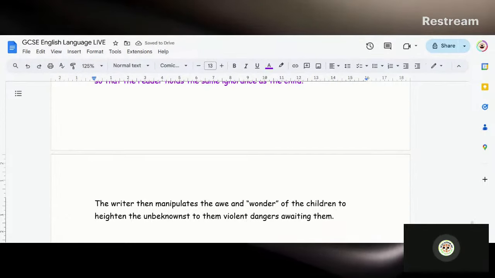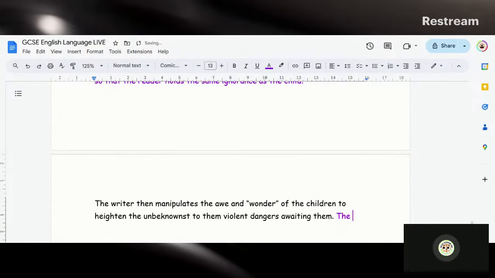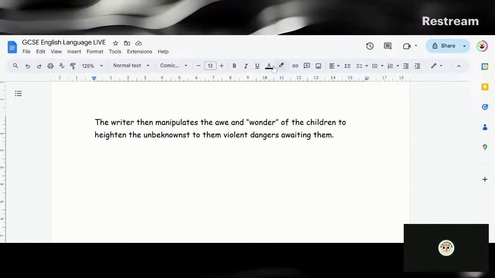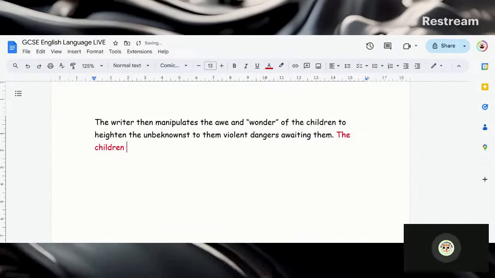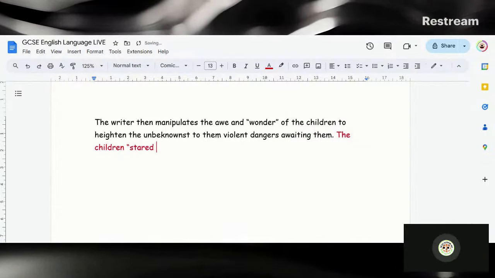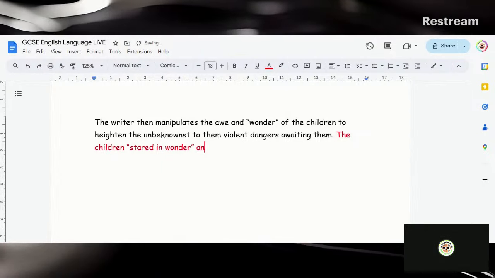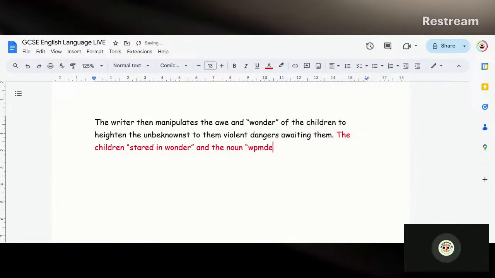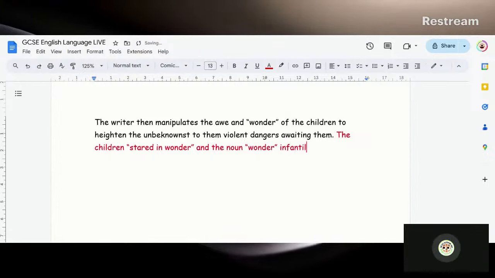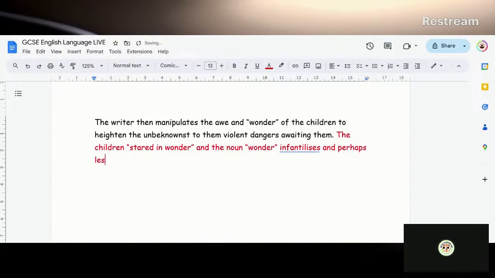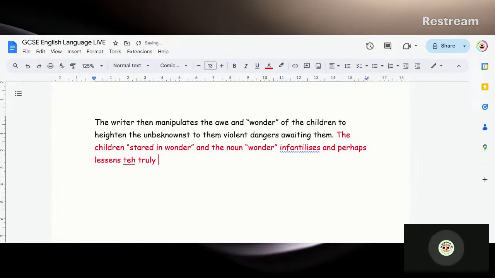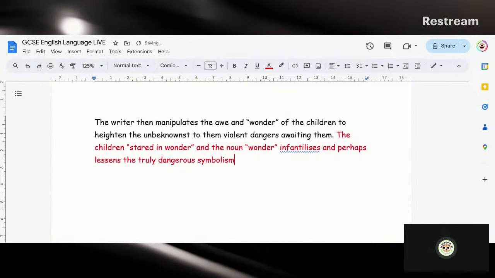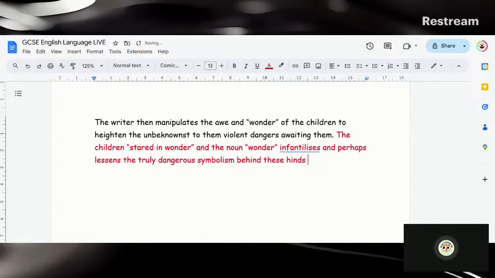So what can we discuss now? We can say, our quotation evidence in red, of course. The children stared in wonder, and the noun wonder infantilizes and perhaps lessens the truly dangerous symbolism behind these hints of the disaster.